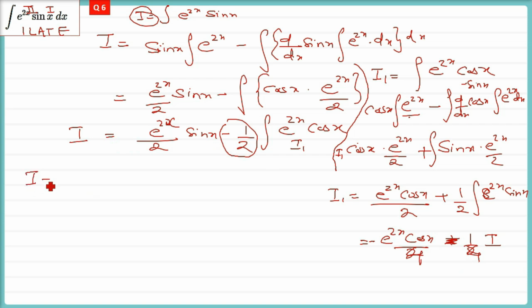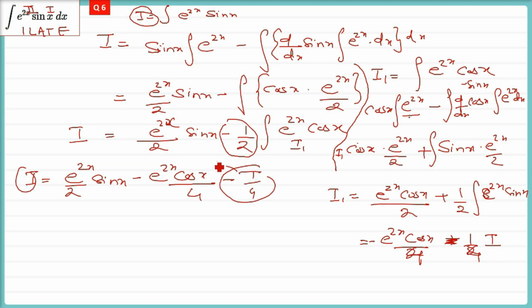We just have to replace it after e raised to x by 2 into sin x. After this we have to place all this content which we have just completed as per I1. So e raised to x cos x by 4, this is negative 1 by 4 I. So you can write it as I by 4. Now this I by 4 can be taken on the left. This will be I plus I by 4. So I plus I by 4 will give you what? 1 plus 1 by 4 will give you 5 by 4. So on the left it's 5 by 4 I.